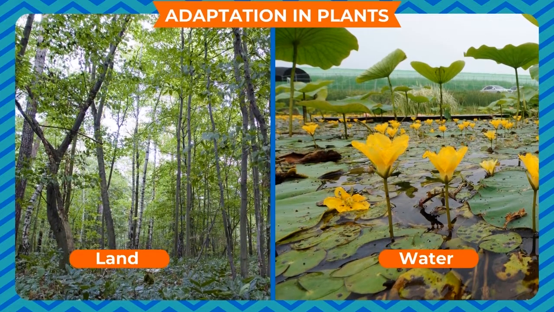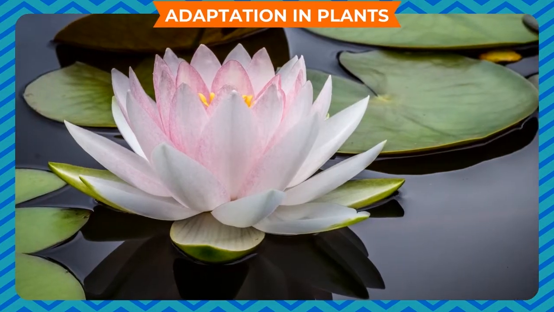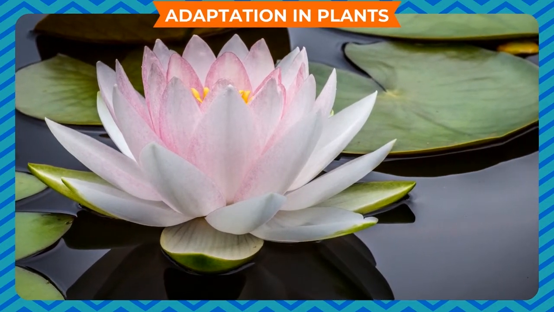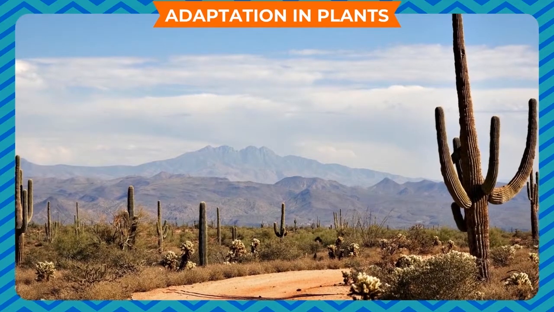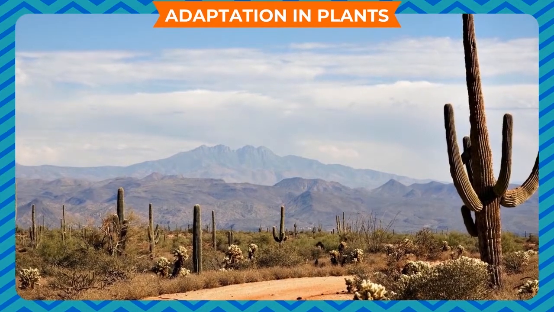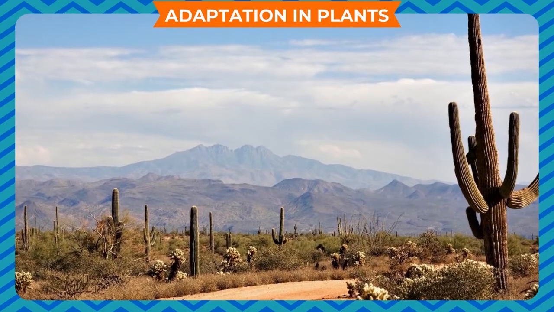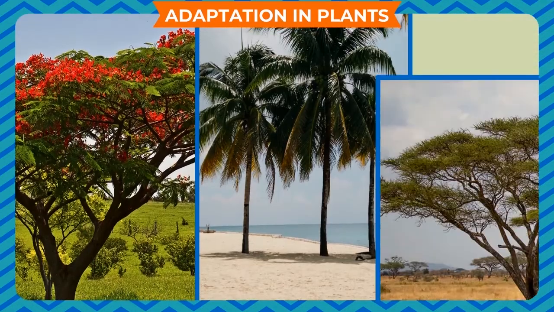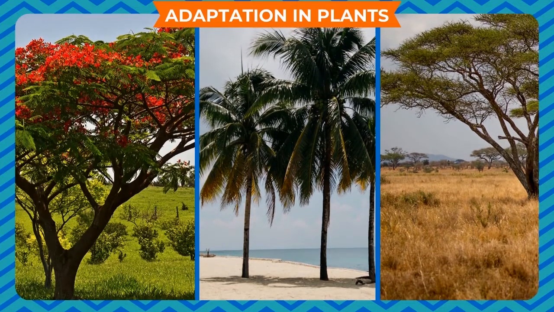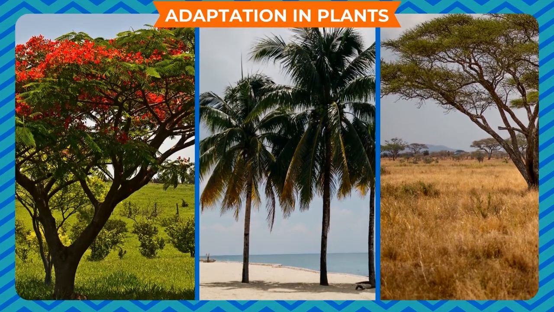For example, the lotus plant has adapted itself to grow and live in ponds. A cactus plant grows in deserts. It has adapted itself to store water. Now, let us find out how plants differ from each other according to their surroundings.